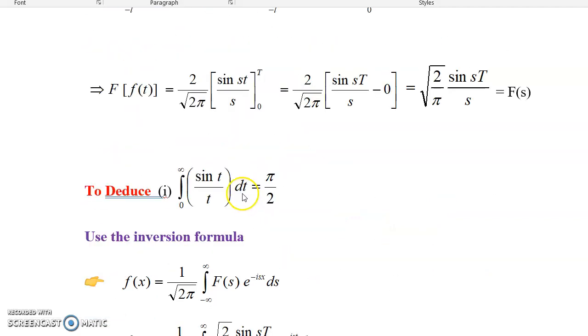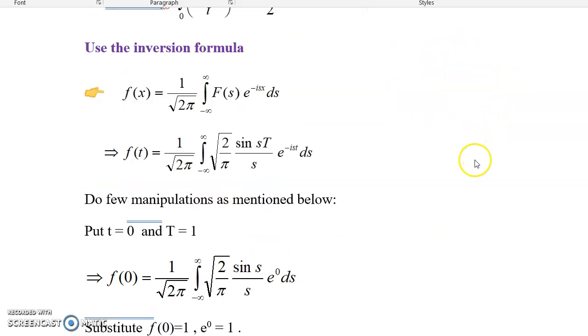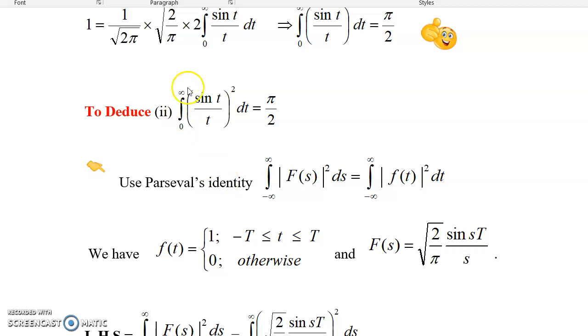For instance, if you look at the Fourier transform answer, here you have sin s by s, but in the deduction we have a square term. So when we need to square the answer, we have to go to Parseval's identity. This is the Parseval's identity which we had learnt already in the first lecture. Here only you have the Fourier transform squared itself. So that is why we are coming to Parseval's identity.